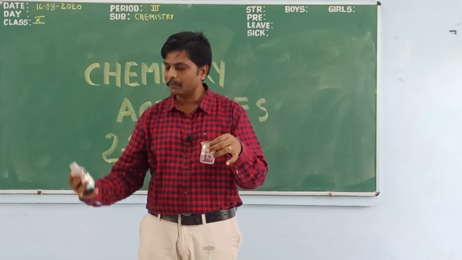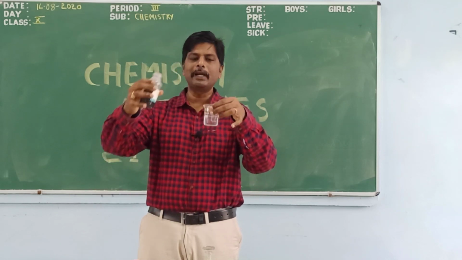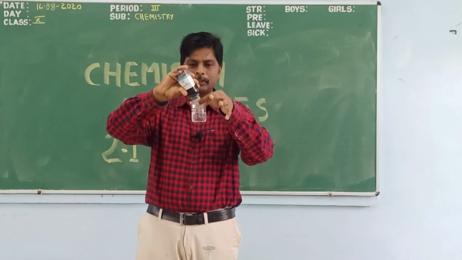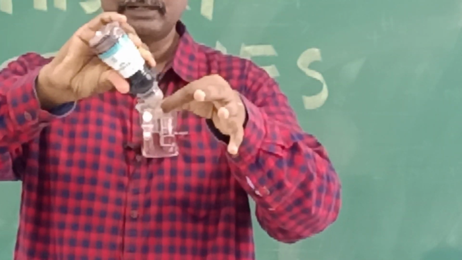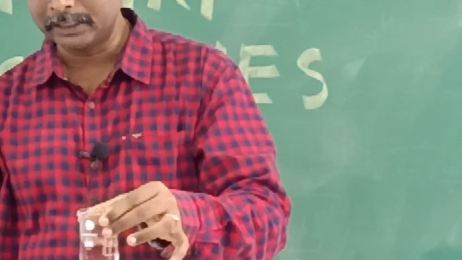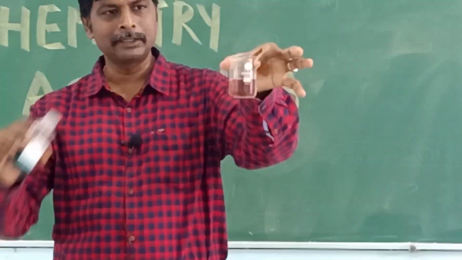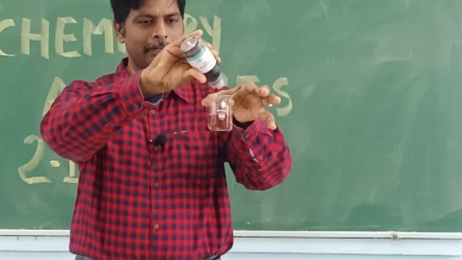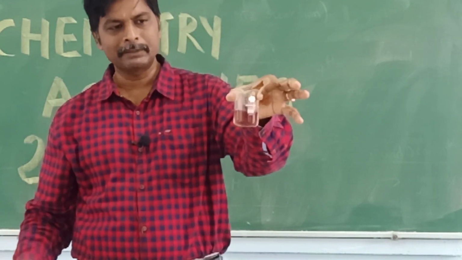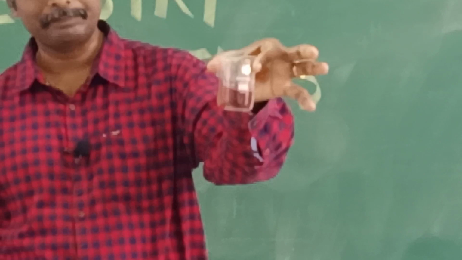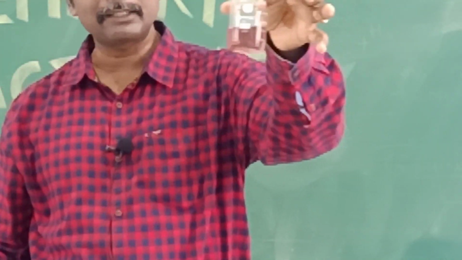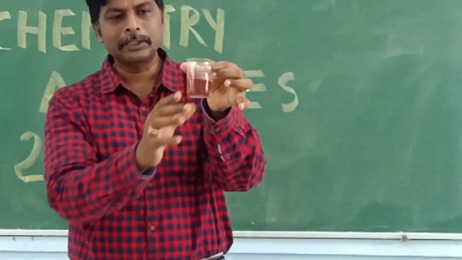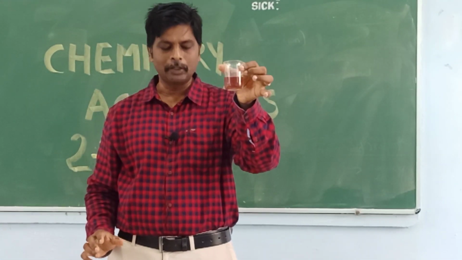So in the first beaker I am adding blue litmus solution. By adding blue litmus solution it changes to red. Blue litmus turns to red. After adding blue litmus solution it turns to red. So this dilute hydrochloric acid turns blue litmus solution to red.